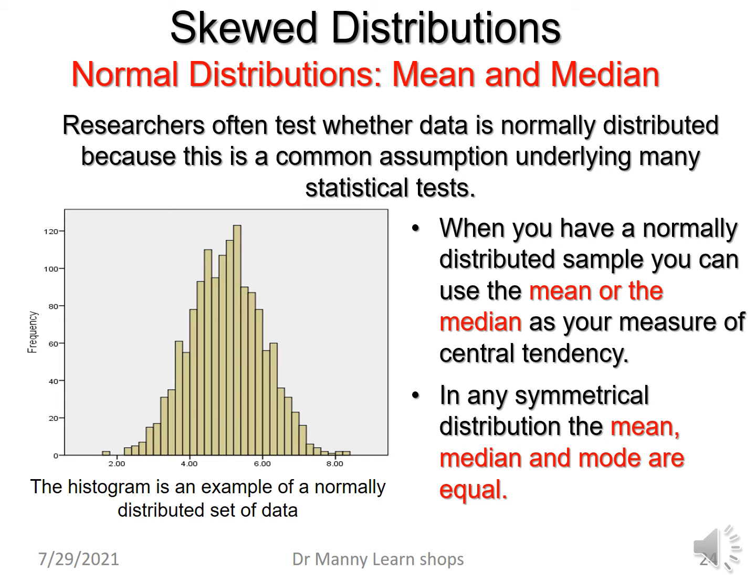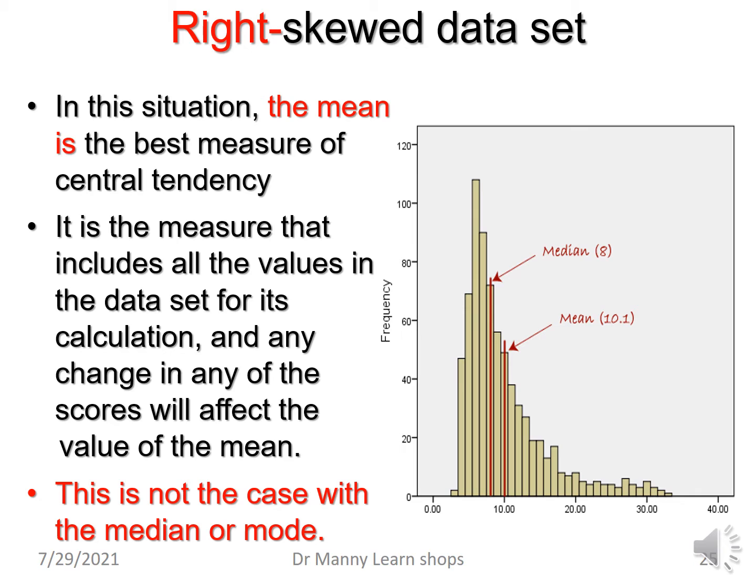In any symmetrical distribution, the mean, median, and mode are equal. The histogram is an example of a normally distributed set of data. Look at the histogram. If the data is skewed to the right, in this situation, the mean is the best measure of central tendency. It's the measure that includes all the values in the data set for its calculation, and any change in the scores will affect the value of the mean. However, this is not the case with the median or the mode.